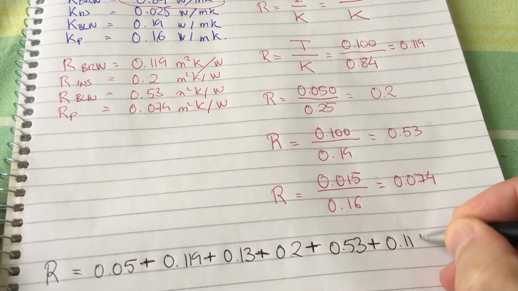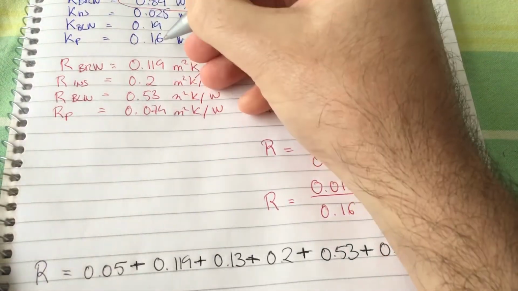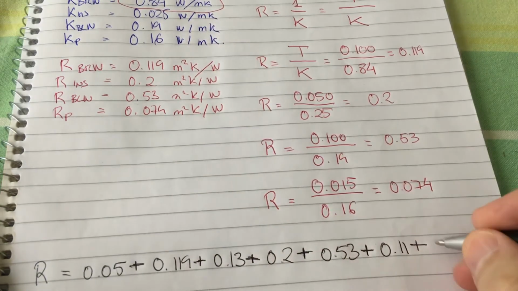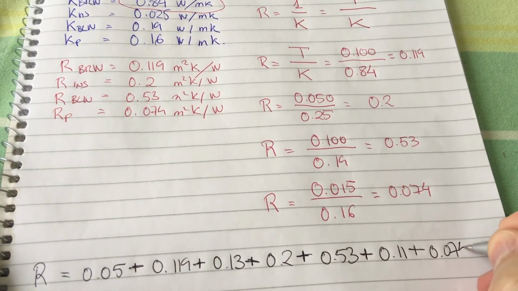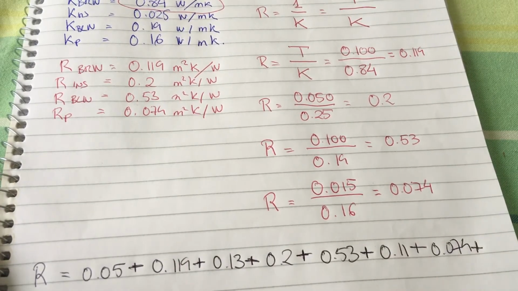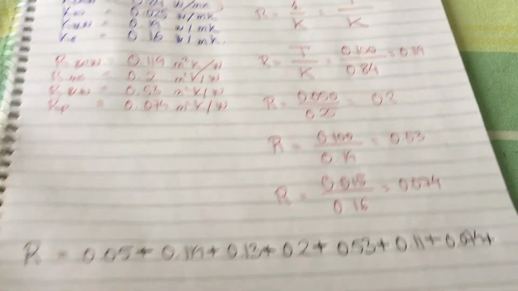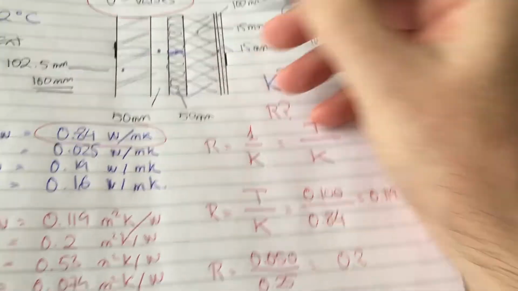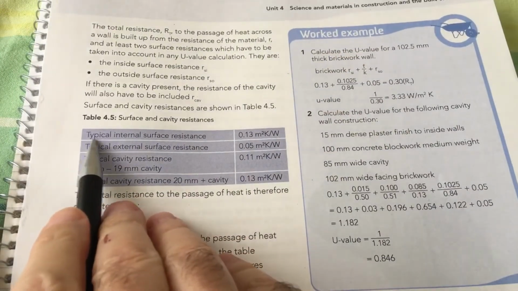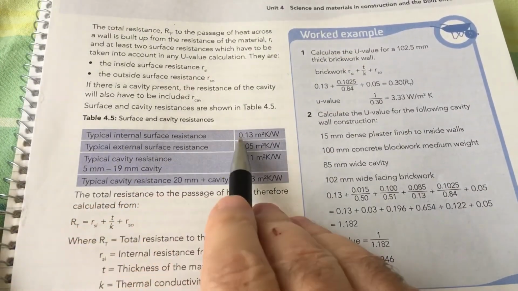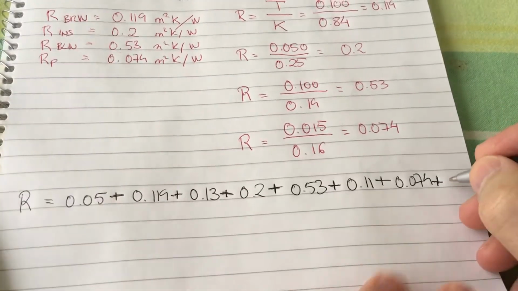And then what we got is the plasterboard here, and the plasterboard is 0.074, and the last thing we need now is the interior surface resistance, and we refer to the same table, and we got internal surface resistance 0.13, and I write it here.